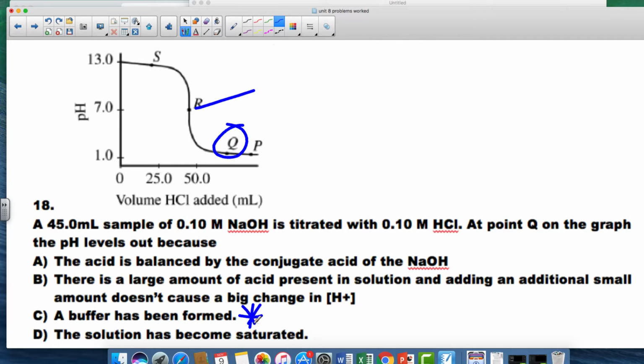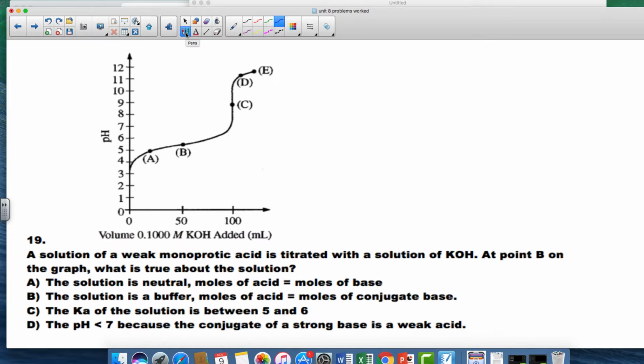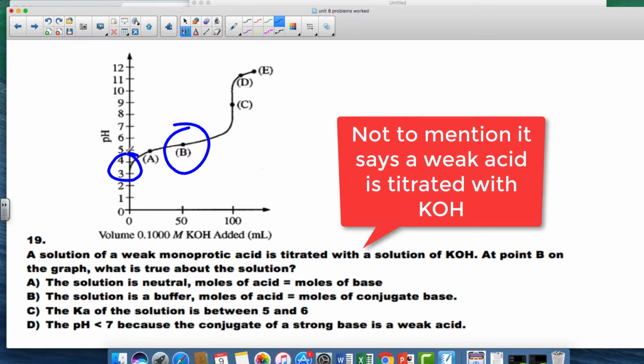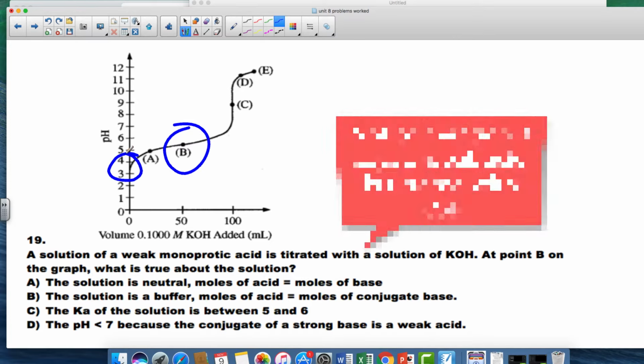Q flatlines because at this point you've added so much acid that adding a little bit more is not going to cause a big change in overall hydrogen ion concentration. In this graph, the question asks specifically about point B. What is true at point B? Well, we know that this is a weak acid, strong base titration because here's the telltale swoop, and we're also starting at a relatively high pH.